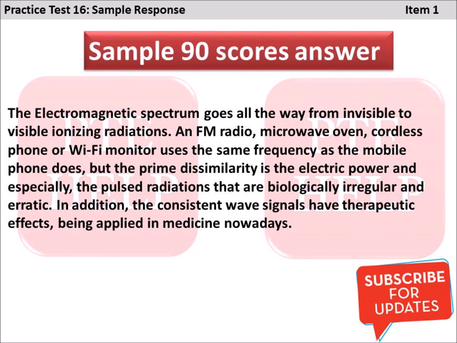Sample answer 1. The electromagnetic spectrum goes all the way from invisible to visible ionizing radiations. An FM radio, microwave oven, cordless phone, or Wi-Fi monitor uses the same frequency as the mobile phone does, but the difference between them is the electric power, and especially the pulsed radiations that are biologically irregular and erratic. In addition, the consistent wave signals have therapeutic effects, being applied in medicine nowadays.